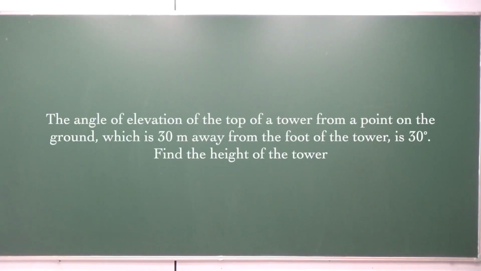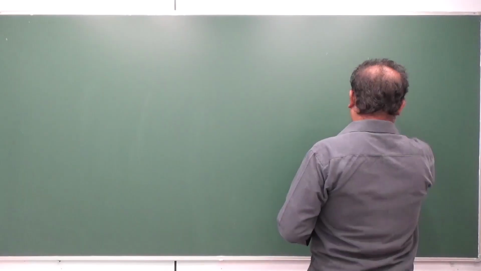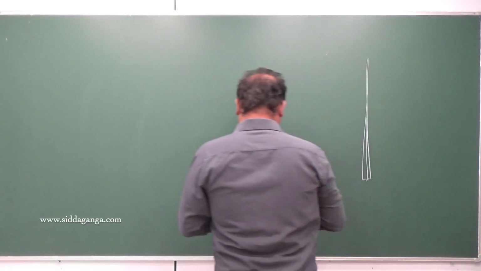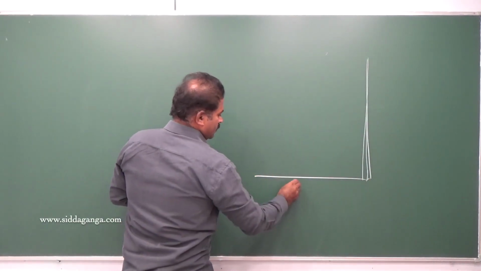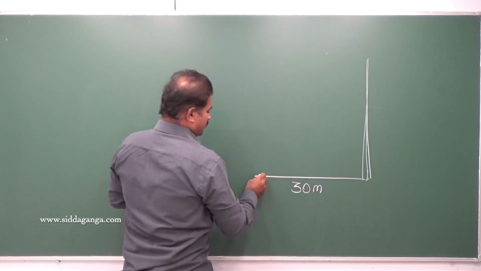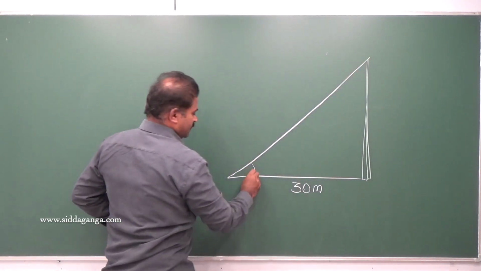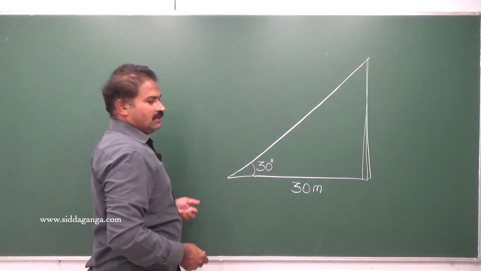The angle of elevation of the top of a tower from a point on the ground, which is 30 meters away from the foot of the tower, is 30 degrees. Find the height of the tower. So what do you have? You have the angle of elevation 30 degrees and the distance between the tower and the point on the ground is 30 meters. This is 30 meters and the angle of elevation is also 30 degrees. This is what the data is.